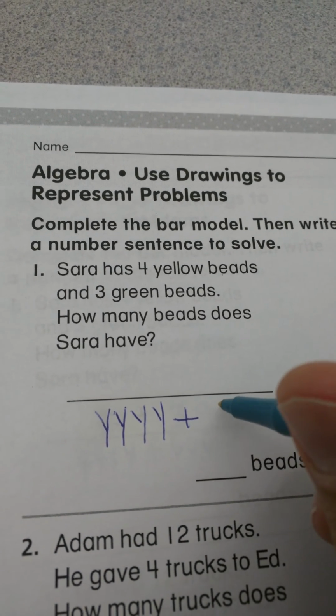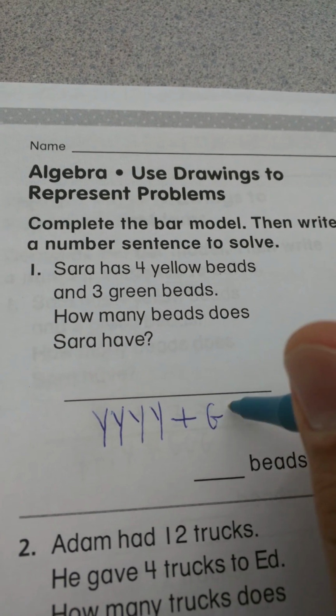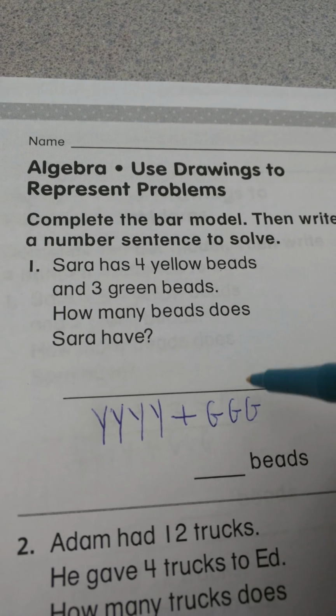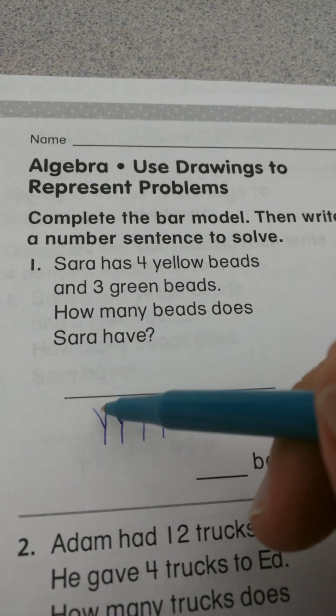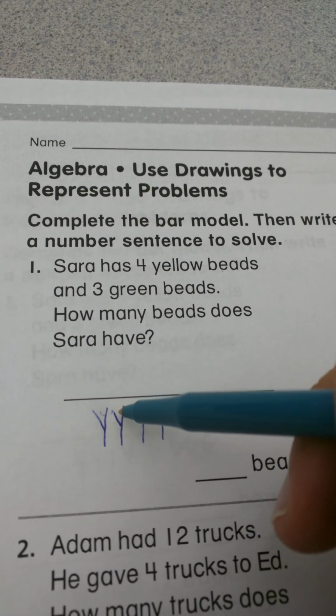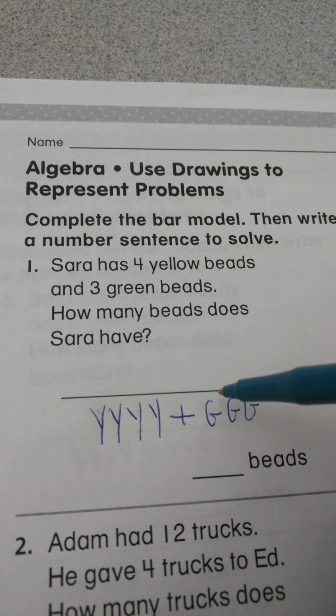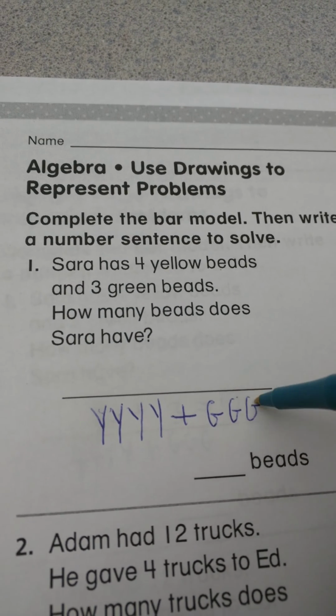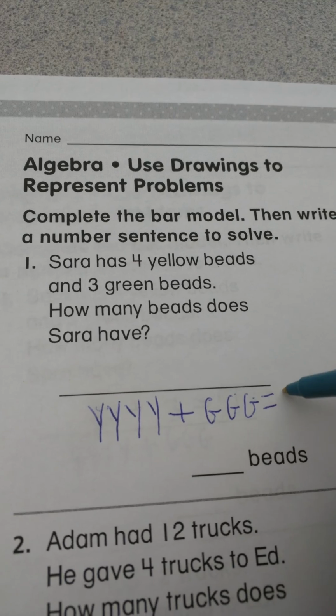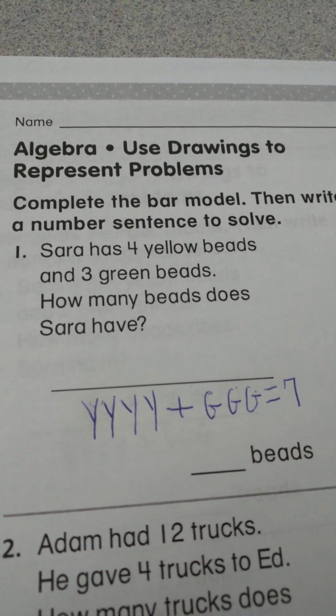So I have 4 yellows and 3 greens, and I'm going to take this and simply add them. 1, 2, 3, 4, 5, 6, 7. I know I have 7 right there.